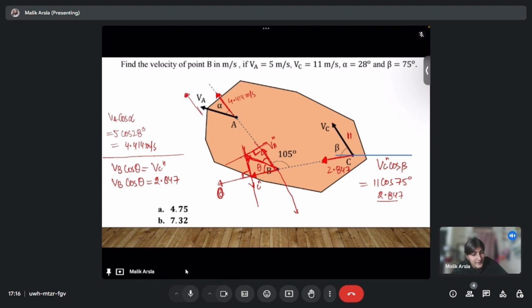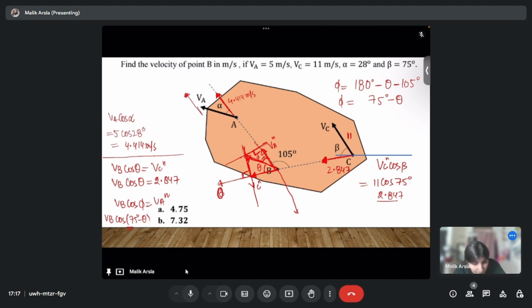Now what is this angle? This whole angle is 180 degree. So 180 degree minus theta minus 105 degree, so this angle we will get from here. Let me call it phi. So phi will be 75 degree minus theta. So what will be the component of b along this? It will be vb cos phi is equal to va. So vb cos of 75 degree minus theta is equal to va.